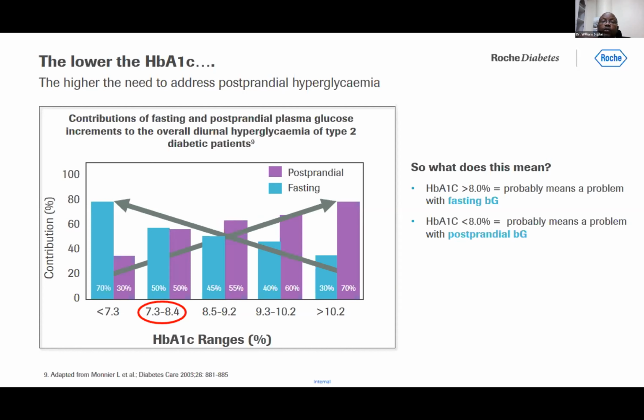And that is when we choose the therapies that are able to target postprandial hyperglycemia. The various therapies that are available actually have different properties. Some are good at lowering the fasting blood sugar, and others target postprandial hyperglycemia. And this is what the clinician should focus on.